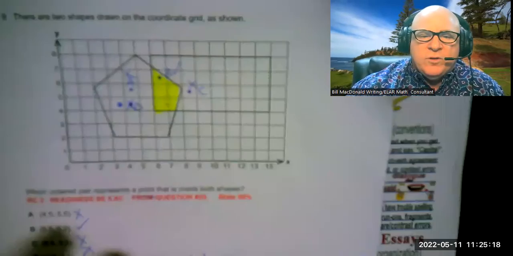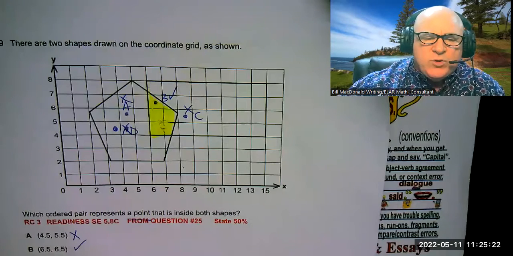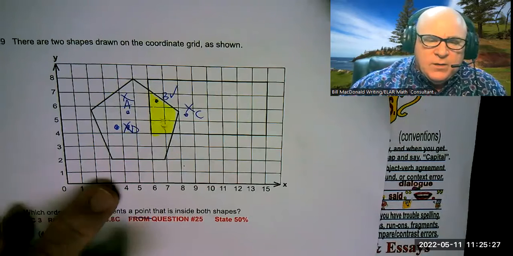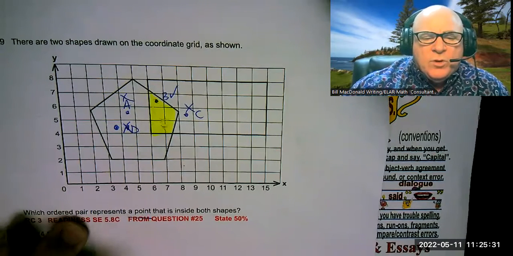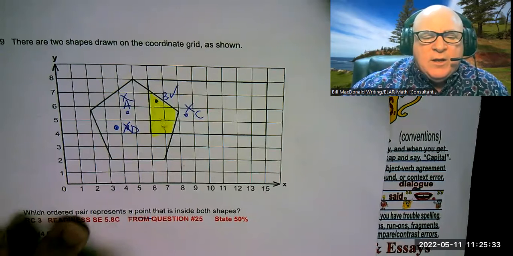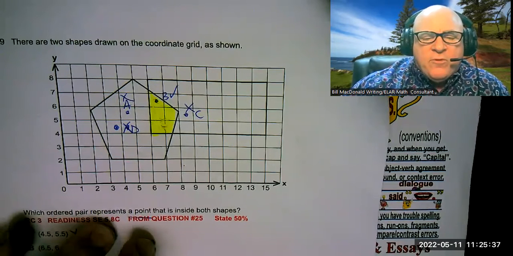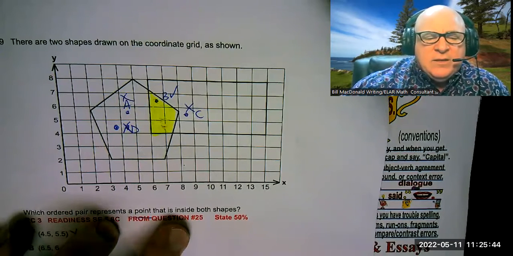So this is how I did it. So you can possibly share this with your students. This came from question number 25. Being that it was a readiness question, it means that your sixth grade students would be struggling with this question that came from number 25, the one that was like it, because only 50% of the kids in fifth grade got it correct.